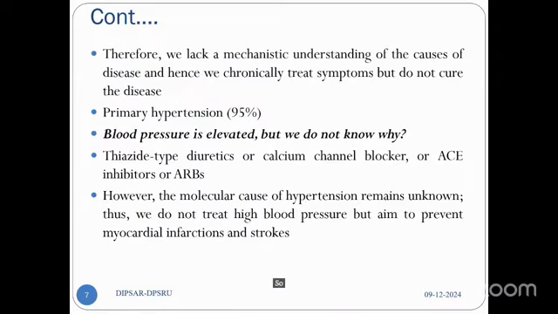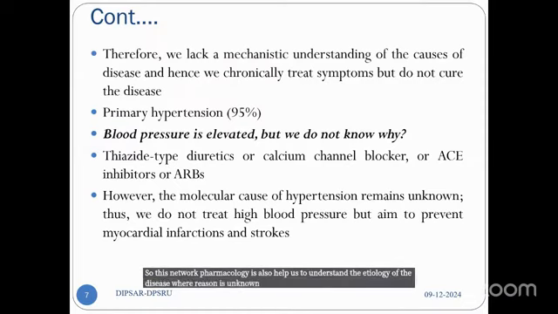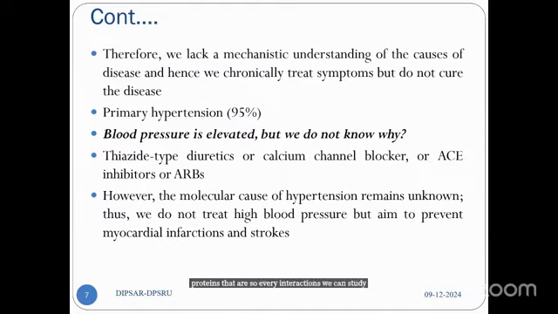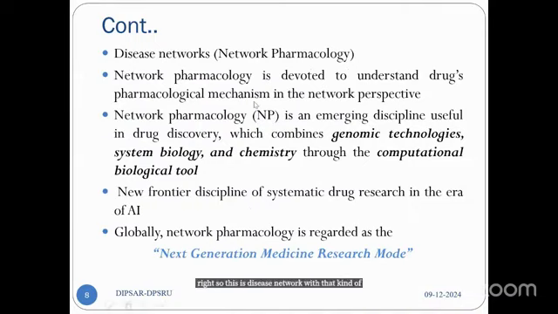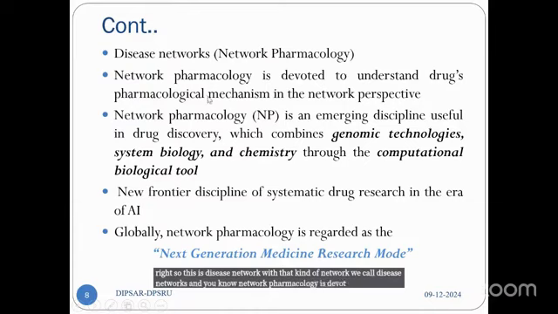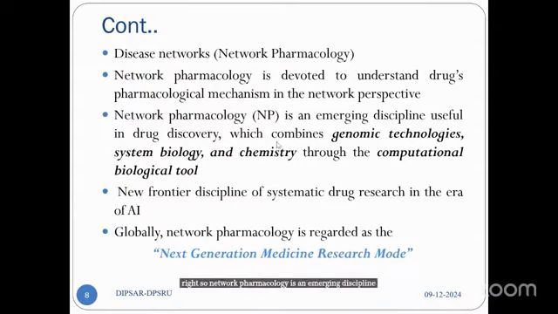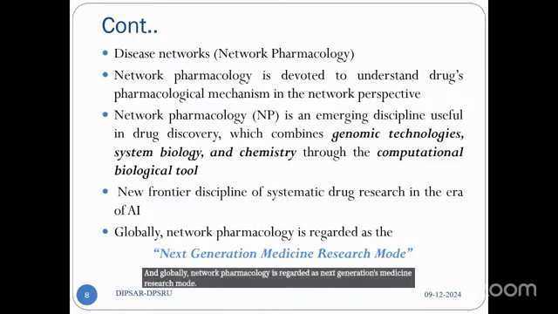Network pharmacology also helps us understand the etiology of a disease where the reason is unknown, by using genetic data and protein data. We can study every interaction and find out the possible mechanisms behind it, right? That kind of network we call a disease network. Network pharmacology is devoted to understanding drug pharmacological mechanisms from a network perspective. It is an emerging discipline useful in drug discovery, which combines genomic technology, systems biology, and chemistry through computational biological tools. It is also called a new frontier discipline of systematic drug research in the era of artificial intelligence. Globally, network pharmacology is regarded as the next generation's medicine research mode, right?